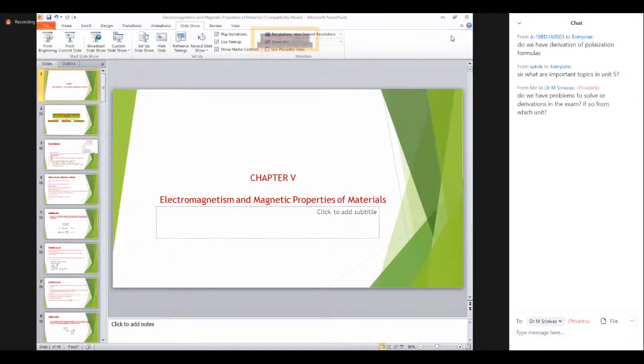Do we have problems to solve or derivations in the examination? See, actually, there are derivations in the internal fields and electronic polarization. But I presume that this year they won't be asking it. The reason being, classes were not held regularly. So I expect that questions will be framed in such a way that too much depth of answering is not required by the student. That is what I presume.